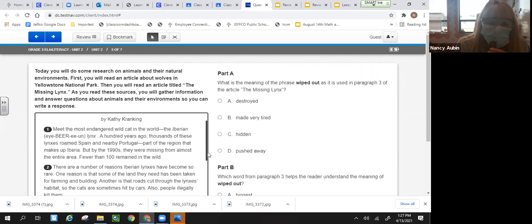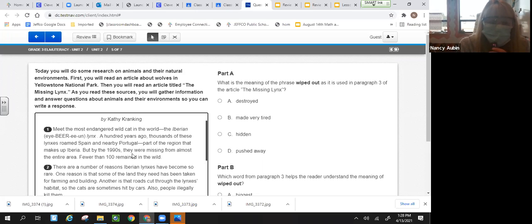Iberian lynx. 100 years ago, thousands of these lynxes roamed Spain and nearby Portugal. That was another word that I saw kids struggle with yesterday. As long as you knew that Portugal was a place in Iberia, then I think it's okay if you couldn't pronounce it. You know what I mean? So if that happens to you, names are tough. Do your best and then just make sure you understand what the meaning is. Try to use the context. And here it tells me, Portugal, part of the region that makes up Iberia. Even if you said Liberia, it's okay.